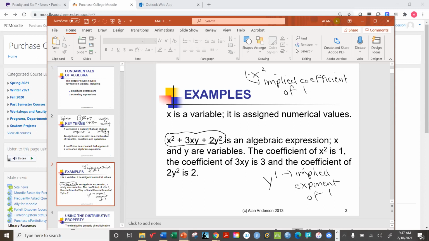So this expression has three terms, they're called. The coefficient of the first term is 1. The second term has a coefficient of 3, and the last one is 2. And this x1 and y1, there's an implied 1 associated with each one. Each one has an exponent of 1.